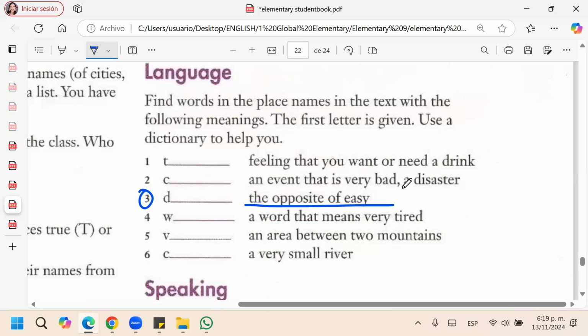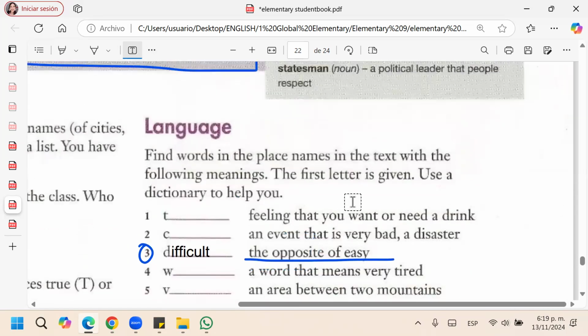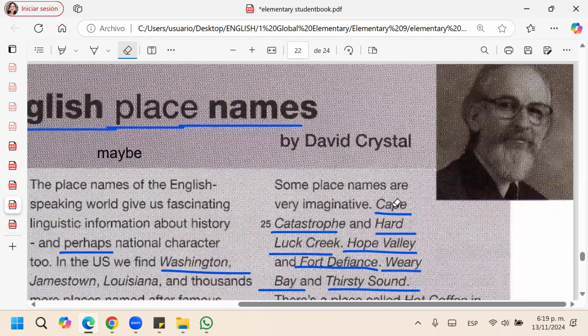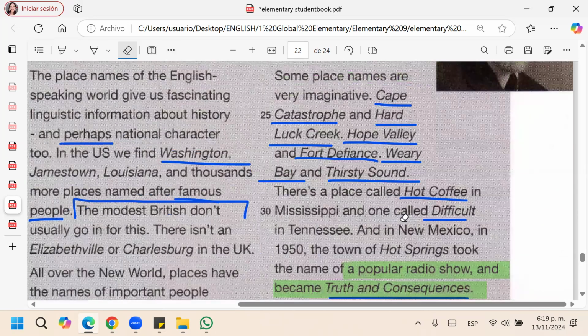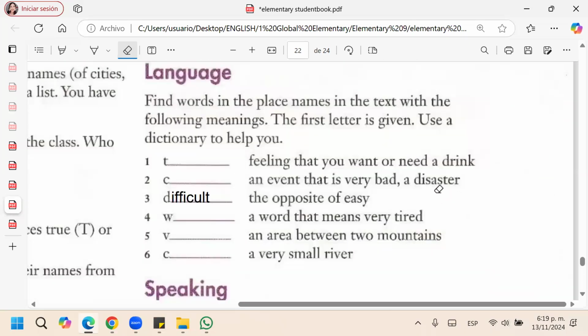The opposite of easy. What's the opposite of easy? Difficult. Yeah. So let's write it here. I'm going to say the definition, and you have to tell me the word. And difficult is here. Look. All of these words are in the paragraph.